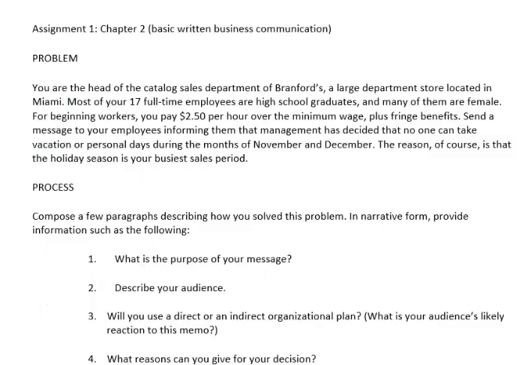With that in mind, let's go through some of the assignments for this course. Assignment number 1: you are the head of the catalog sales department at Branford's, a large department store in Miami. Your 17 full-time employees are high school graduates. Many of them are female, of course. This is part of the audience when you're thinking about your audience.